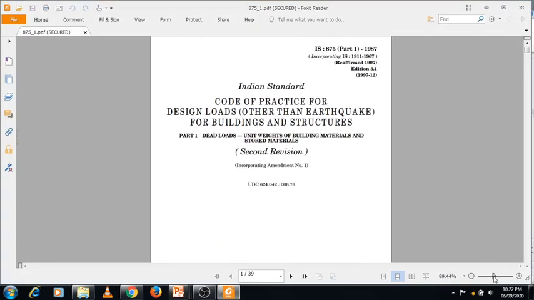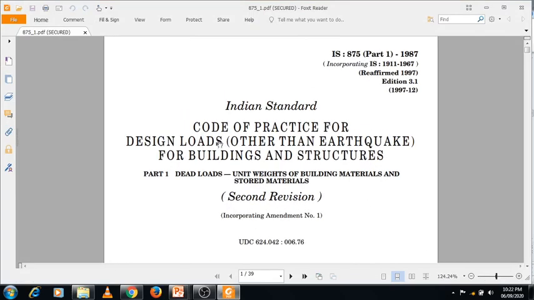Okay, here we can see the IS code, that is the code of practice for design loads other than earthquake load, IS 875 Part 1, 1987. Okay, this is the second revision. This Part 1 is for dead load, that is, unit weight of building material and stored material.